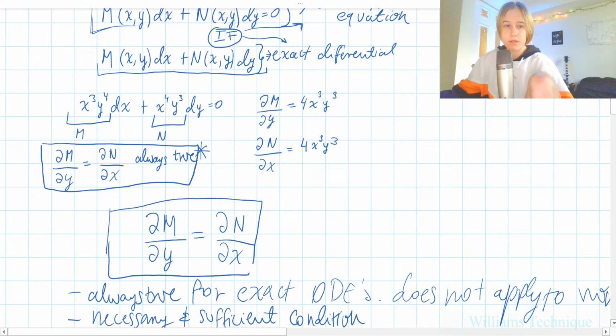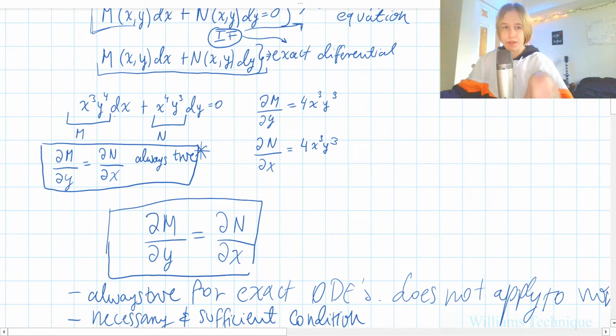The other way is if we take the partial derivative of M with respect to y, and we take the partial derivative of N with respect to x, and they are equal, that means that is an exact differential.